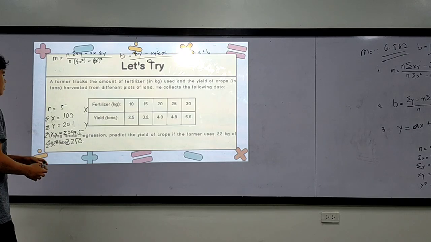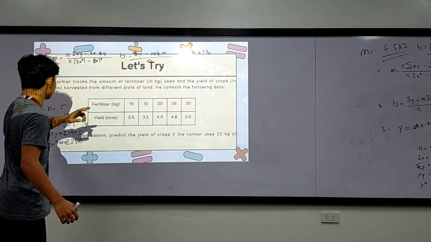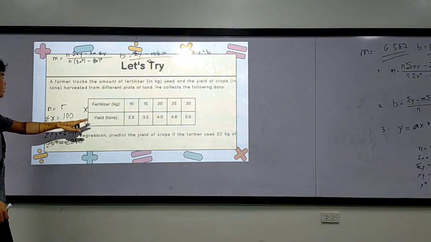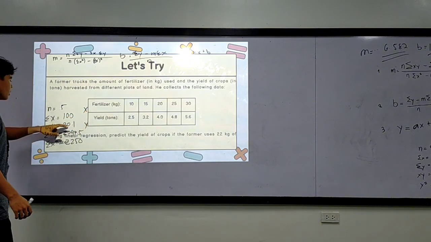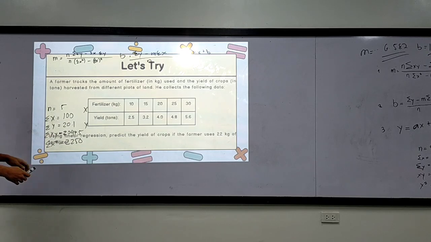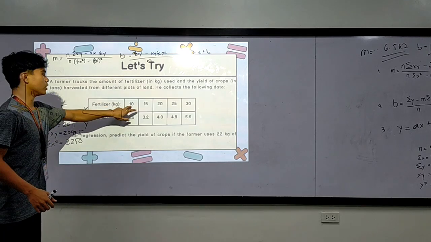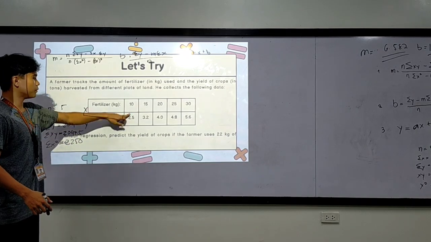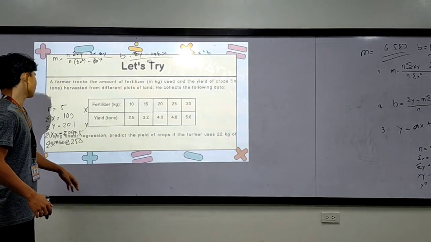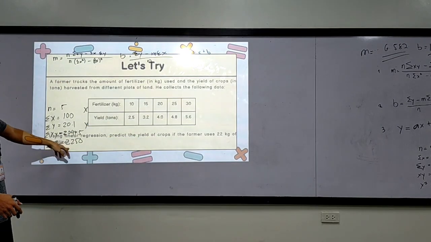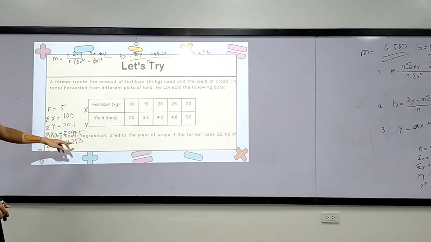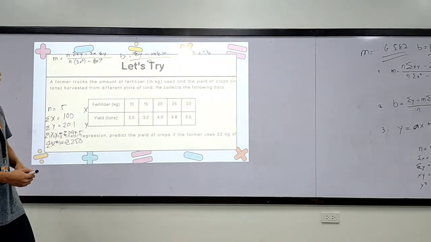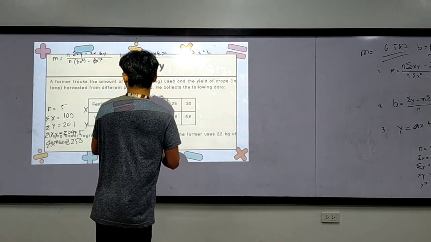Summing this up, x is going to be 100 and y is equal to 20.1. And n is 5: 1, 2, 3, 4, 5. Then the x times y is multiplied, then added. Then x squared is going to be 2,250. So the first step is to use this formula.